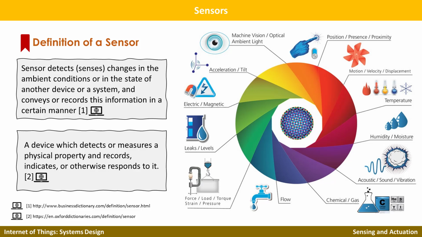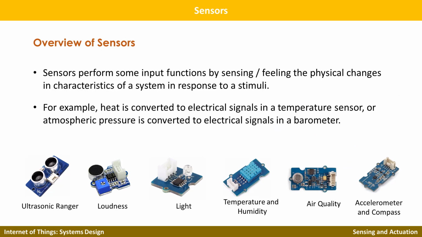In an IoT system, sensors perform an input function by sensing physical changes and characteristics of a system in response to a stimulus. So basically, sensors are the inputs for an IoT system, through which the system gets to know what is happening around it. For example, heat is converted into an electrical signal by a temperature sensor, or atmospheric pressure is converted to an electrical signal by a barometer.